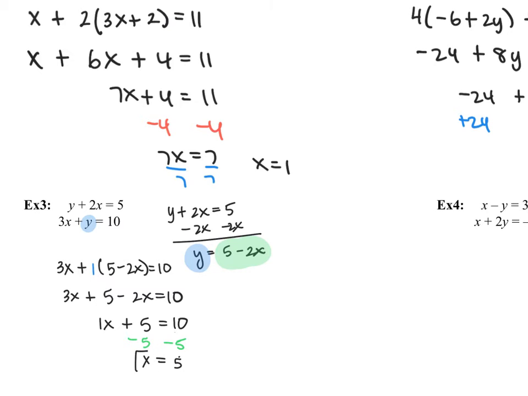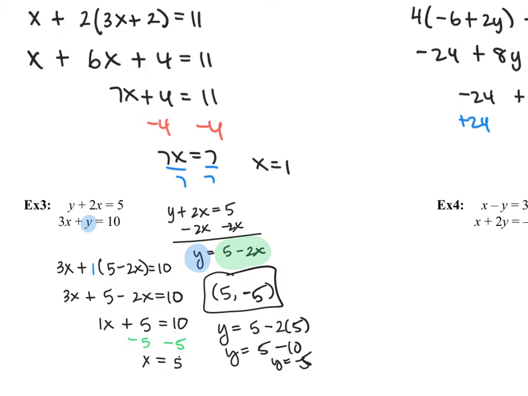And I almost circled my answer, but I'm not ready to circle it yet because I don't have a complete answer. Right now, all I have is the x-coordinate of my ordered pair. Now to find the missing y-coordinate, I could go back to the original system, but what I'm going to do is go to where y was isolated. And so this says that in order to find y, I should do 5 minus 2 times whatever x was. And I now know that x was 5. So to find y, I'm going to do y equals 5 minus 2 times 5, which would be 5 minus 10, which means that y would equal negative 5. And so that means my point of intersection, my solution, is 5, negative 5.